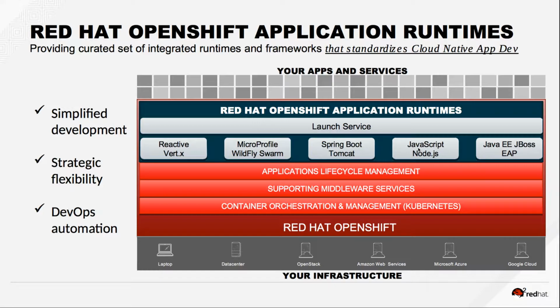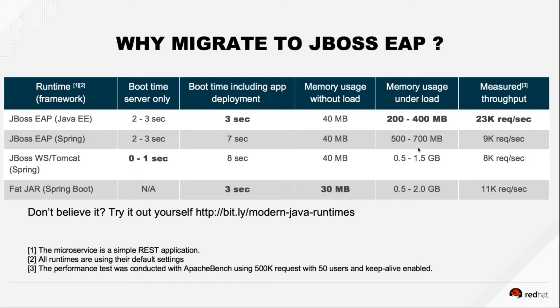Right. If you look at the performance of EAP, you notice that you can actually use it for microservices as well. If you look at the memory usage and also the throughput, you'll find that under load it is actually more efficient than Spring Boot running as a fat jar on Tomcat, right? So you can see all these performance statistics here.